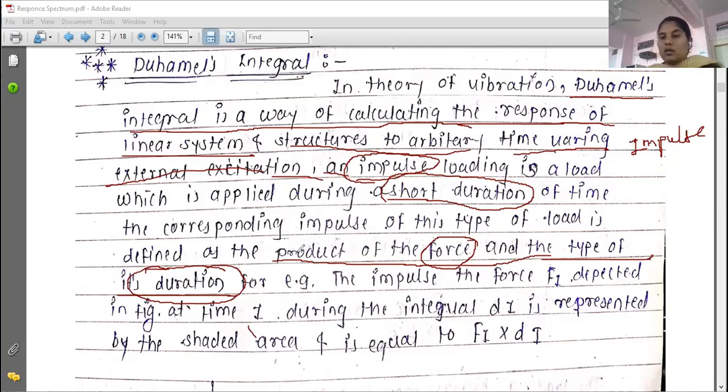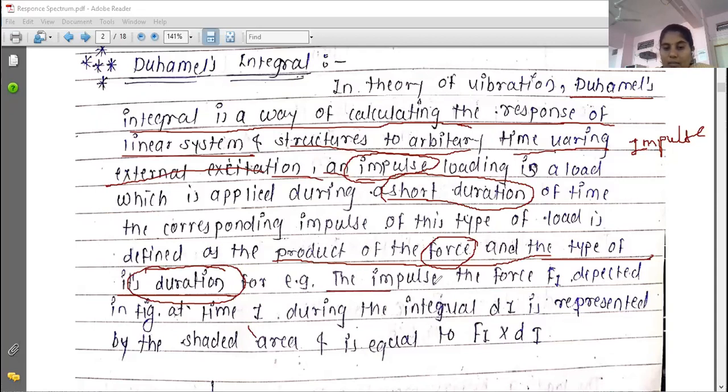And that impulse is nothing but a short period of force which is applied to the system for a short duration. Whatever load is applied to the system for a short time is nothing but an impulse. It's a big load, but it is for a short time only. The impulse force is defined as Fi.